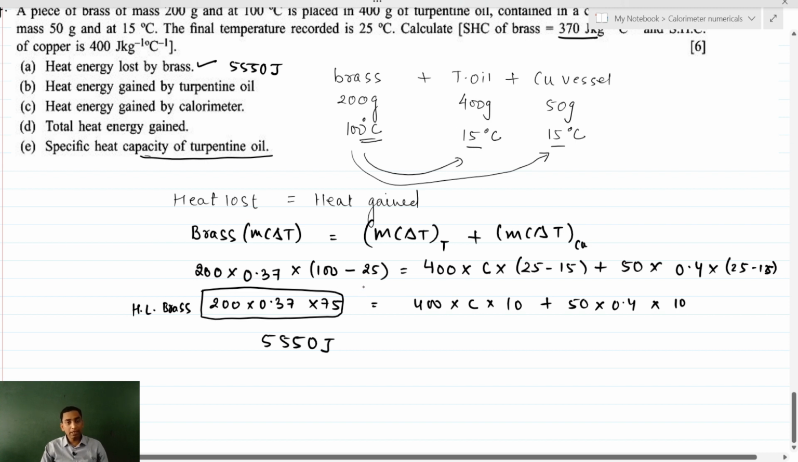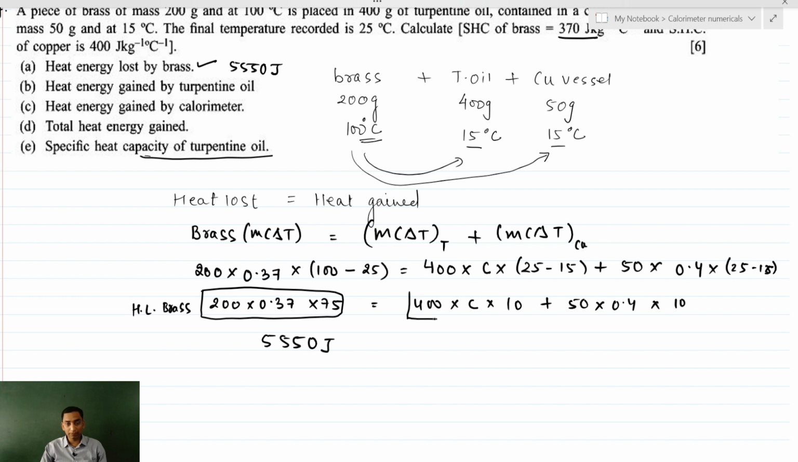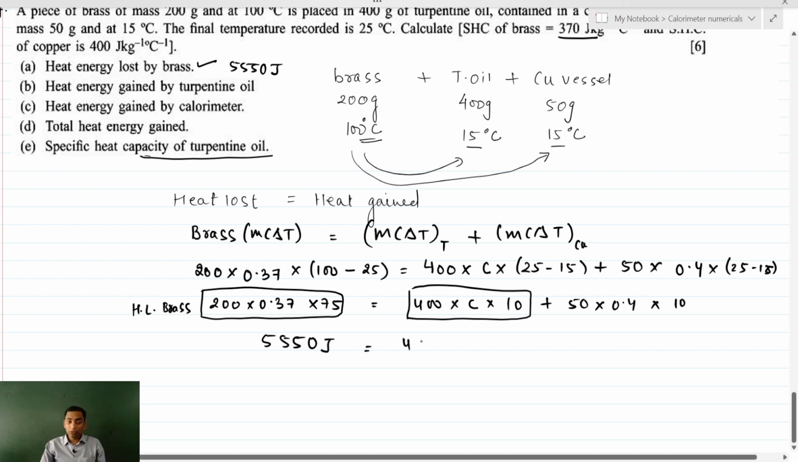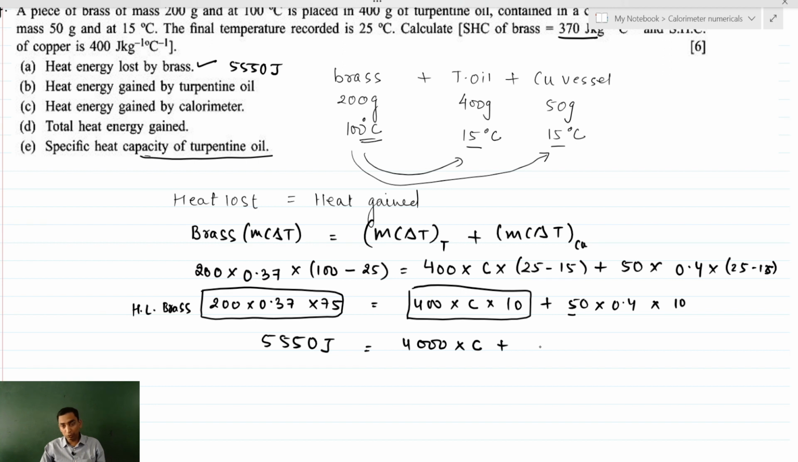Now the heat energy gained by the turpentine, so that is this one. Some of the students say, sir, we are not given C, correct? Then we do know that it is equal to 4000 into C, plus this is 50 into 0.4, so that is 2, and this will be 20. So this 20 goes on that side, and we will have 5550 minus 20 equal to 4000 into C, correct? So this is 5530 joules, that is equal to 4000 C.